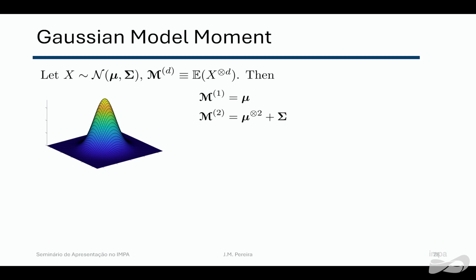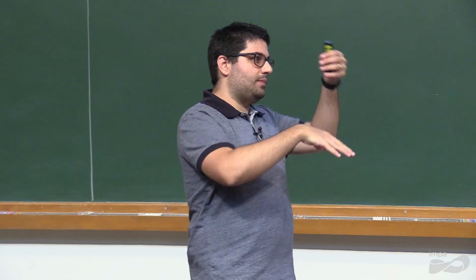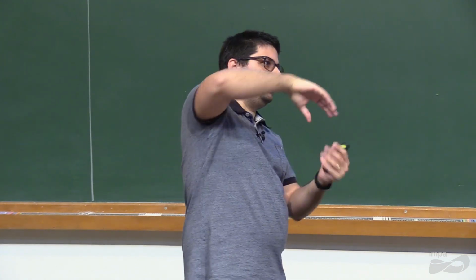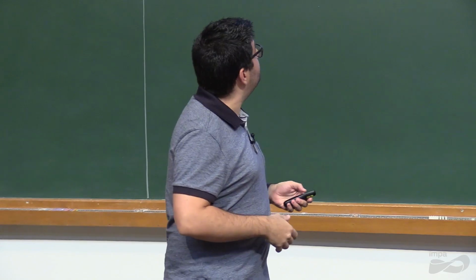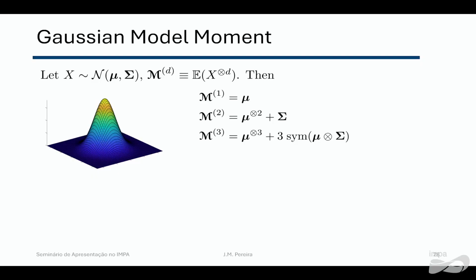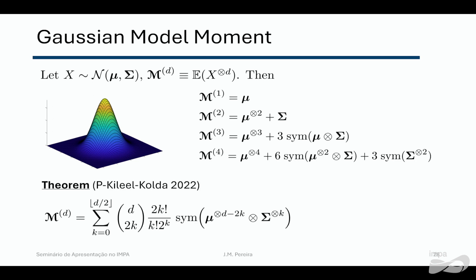So what is the third order moment? It's going to look like a tensor, but I've seen the formula written where you think about it as mu times sigma plus mu times sigma in the other direction plus other things. There's a much easier way to write it, which is the symmetrization operator. It looks like this. And the fourth moment looks like this, and you can keep going.